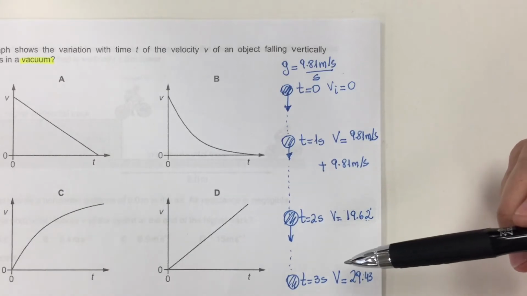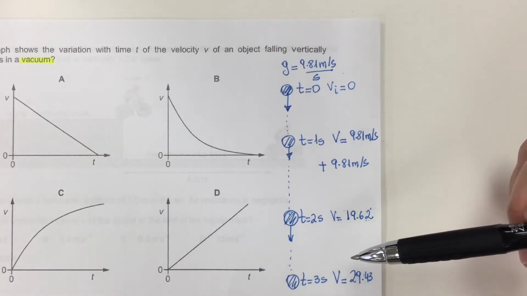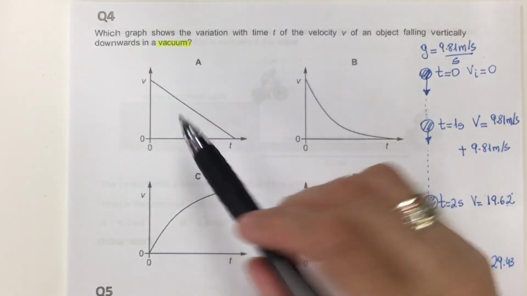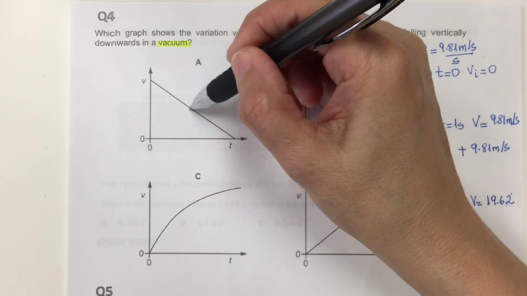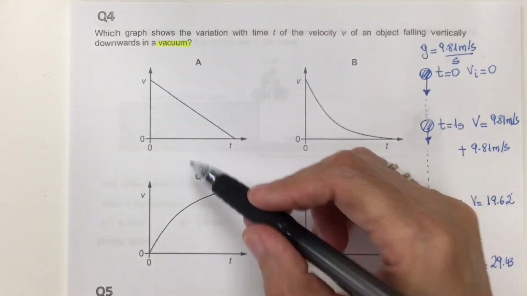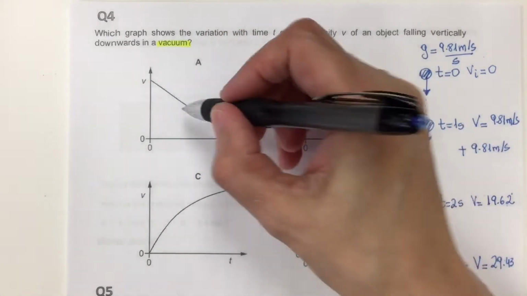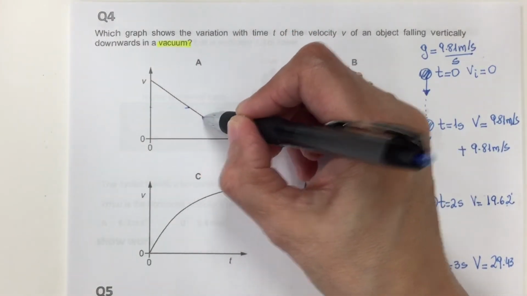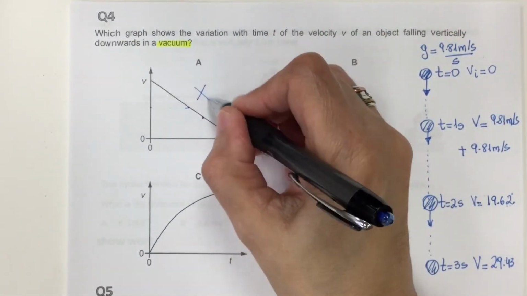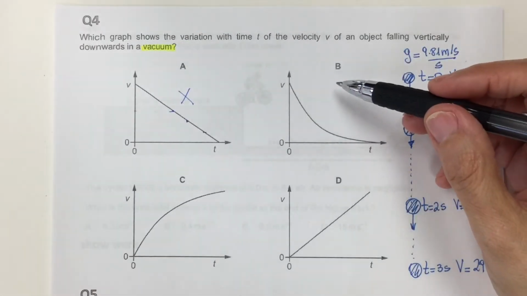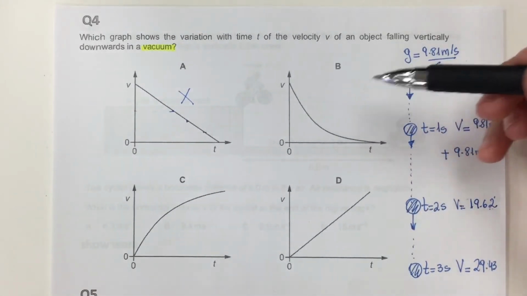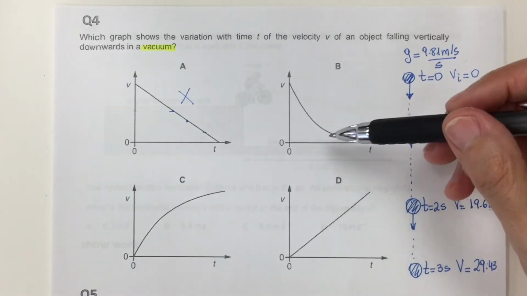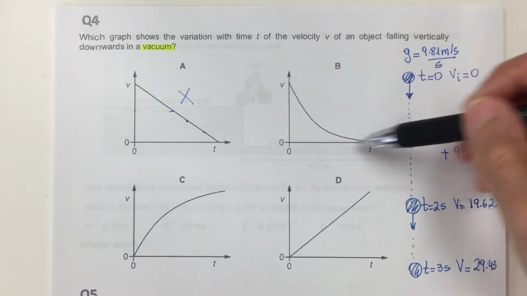So what would be the behavior of a velocity-time graph? Option A, the velocity here is decreasing over time as the time goes by. So the velocity here is less, and less. Option A is not correct. Option B indicates that the acceleration is not constant because it's a curve.